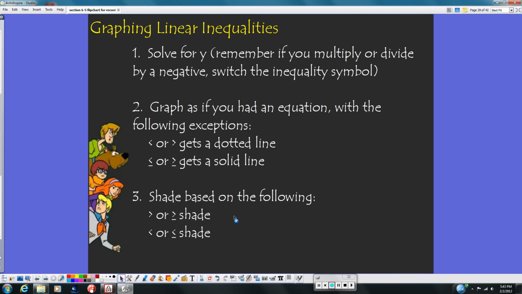You're going to shade based on the following. If it's greater than or equal to, you're going to shade above the line. And if it's less than or equal to, you're going to shade below the line.